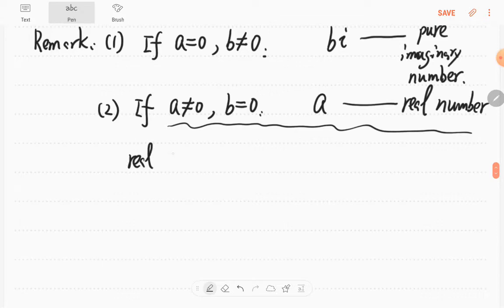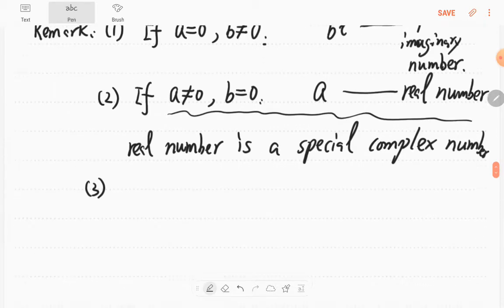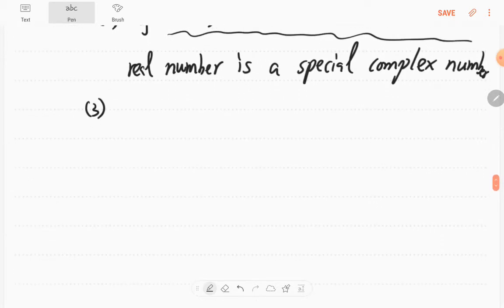Real number is a special complex number where this imaginary part equals 0. 3. So now let's look at how to locate. We know we can locate all the real numbers on our x-axis, right? On our x-axis, all the real numbers can be located here.